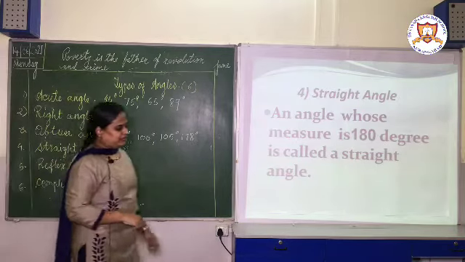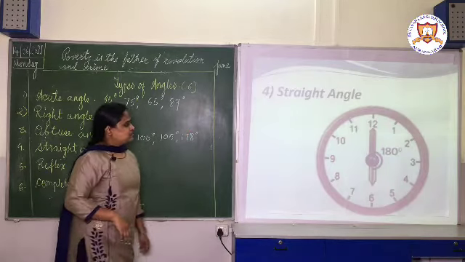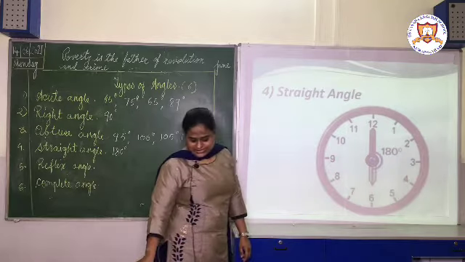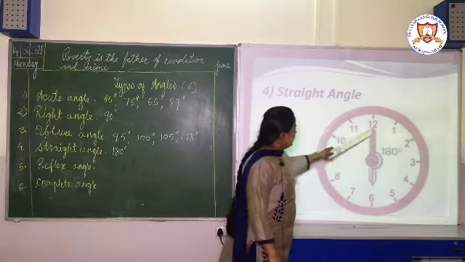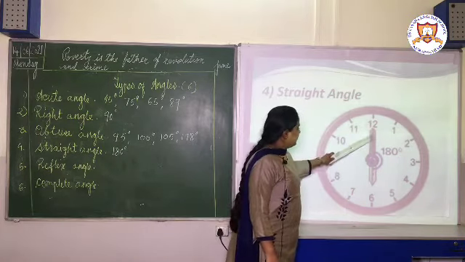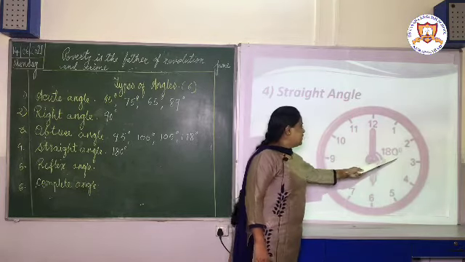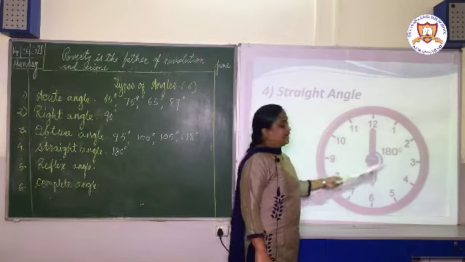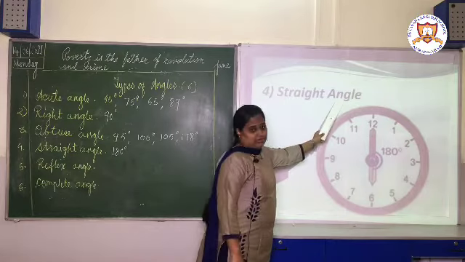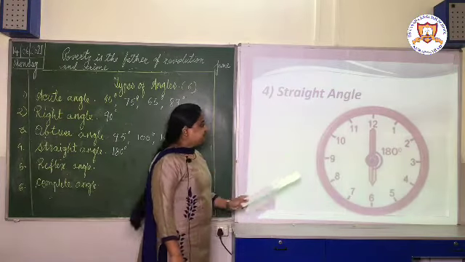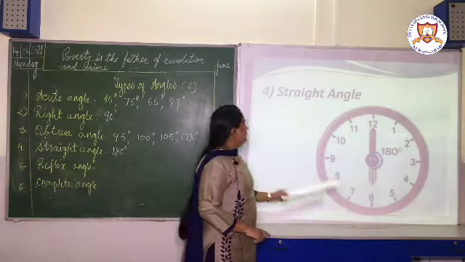Now we'll see a few real-life examples of straight angle. Okay. So again it is a clock. In this clock, what is the time? 6 o'clock. Between these two hands, we can see the straight angle. What is the measure of this angle? 180 degrees. Means if we add two 90 degrees, we get a straight angle. Correct. So how many revolutions here? Half revolution here. Okay, so this is a straight angle.